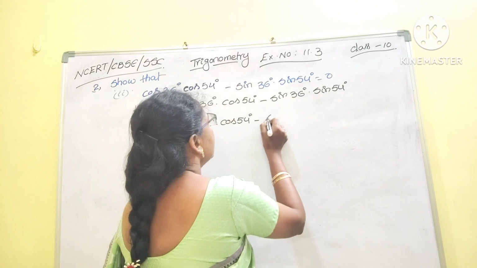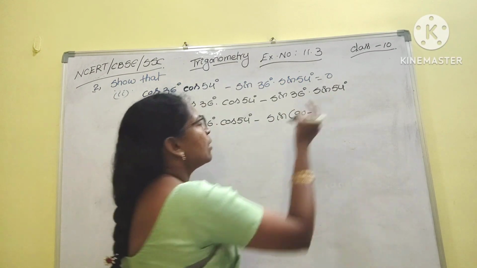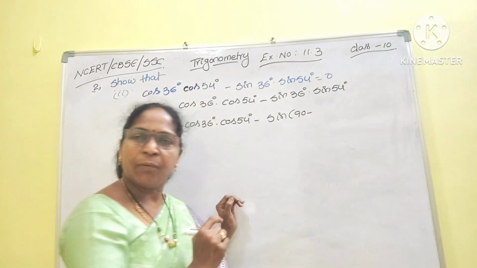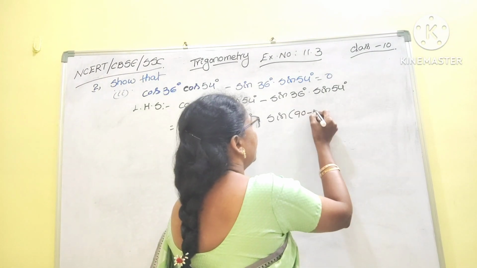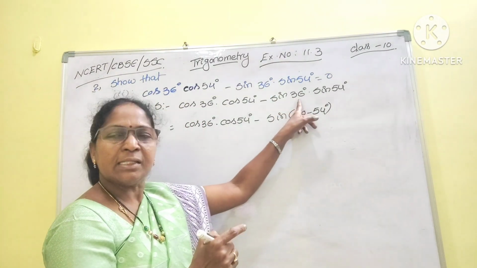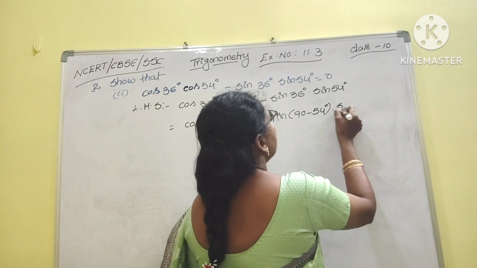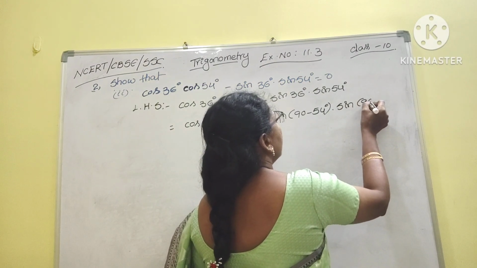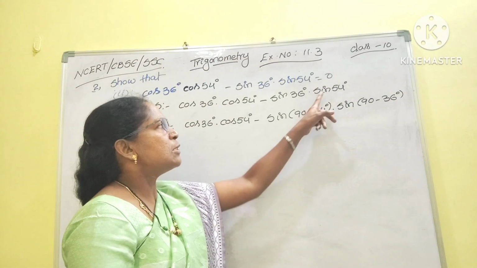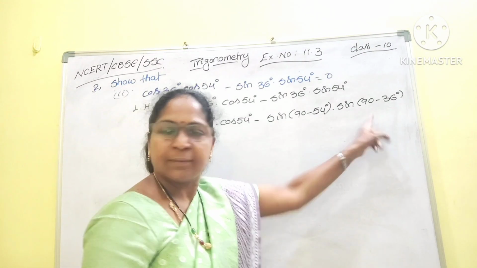minus sin 36. Sin 36 means sin of 90 minus something. These two angles are complementary angles. So 36 plus 54 equals 90. So 90 minus 54 equals 36. This 36 value can be written as 90 minus 54, as well as here sin of 90 minus 36. Like same, the second one also, same as well as in the first term, I have written like this.